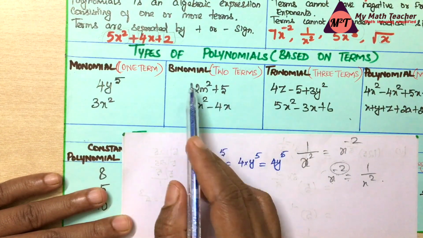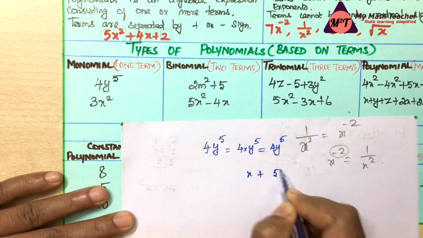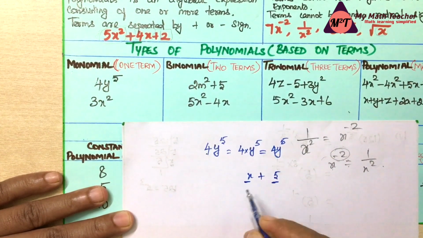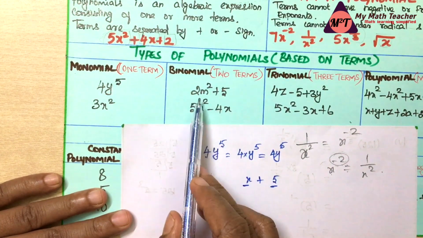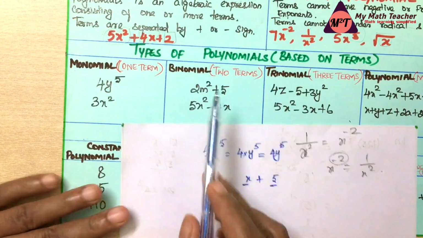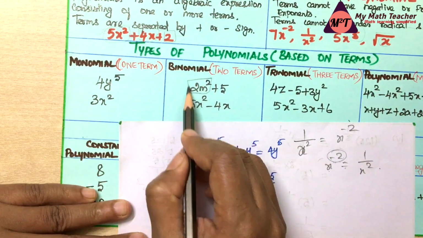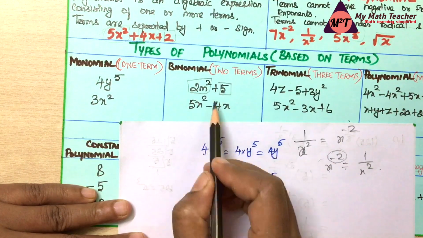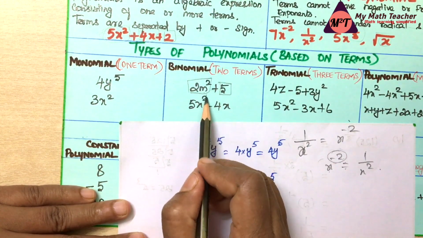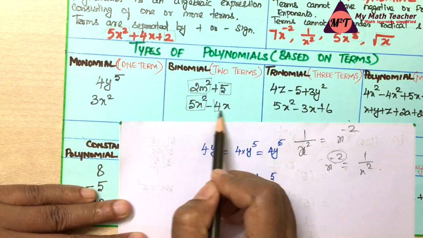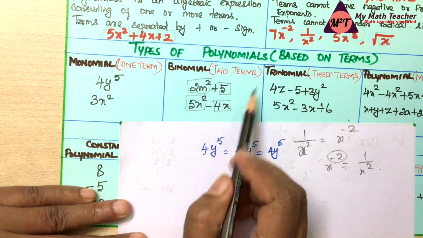If there are two terms, the first example we have seen is x plus 5. There are two terms here, one here and the next one. If there are two terms, then it is called a binomial. The next example is 2m square plus 5. Here 2m square is the first term, the second term is 5, joined by the operator plus. The same for the next one, 5x square minus 4x. There are two terms, so it is called a binomial as a whole.